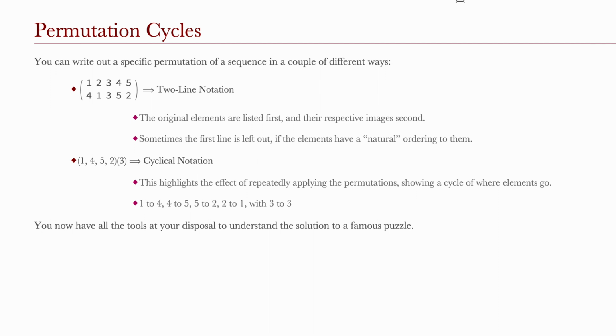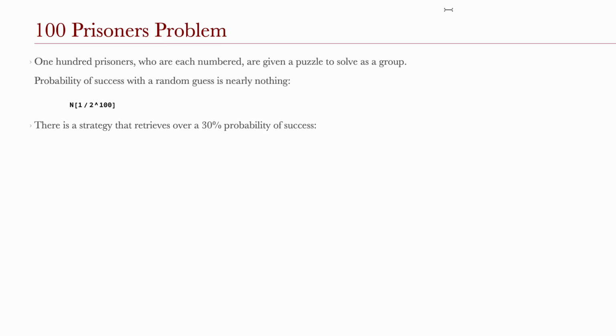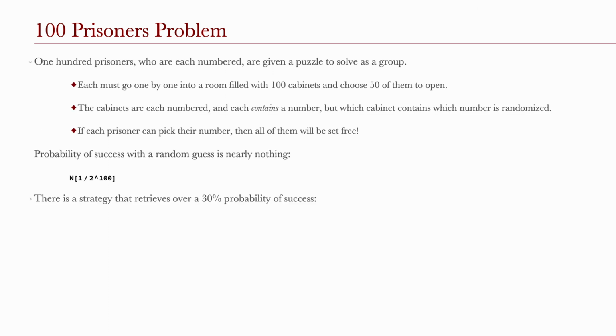Now, you have all the tools at your disposal to understand the solution to a very famous puzzle. Here we have the 100 prisoners problem. So imagine you have 100 prisoners who are each numbered and given a puzzle to solve as a group. Each one must go one by one into a room filled with 100 cabinets and choose 50 of them to open. The cabinets are each numbered with a prisoner's number, and each one contains a number that's a prisoner's number, but which cabinet contains which number is randomized. So, when given 50 guesses, if each prisoner can pick their number, then all of them will be set free.